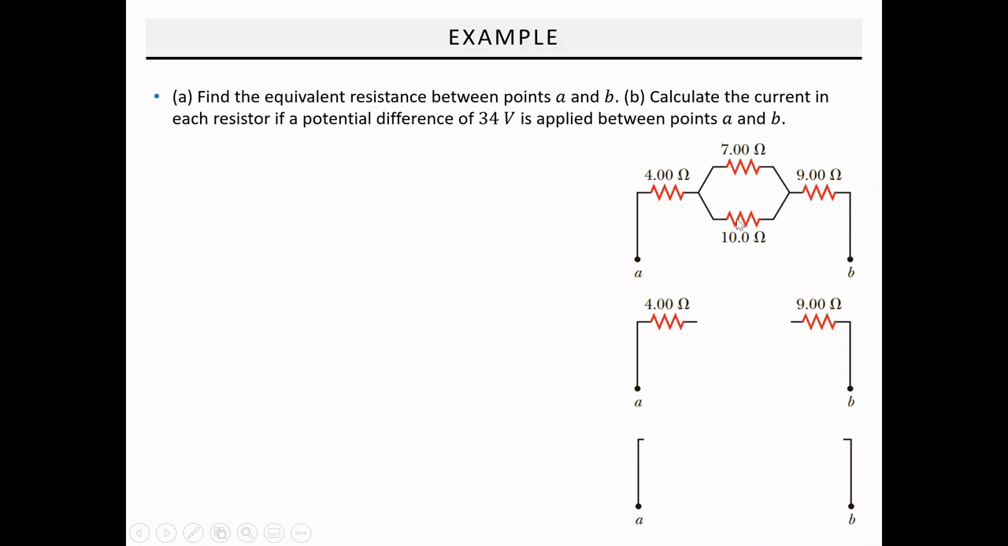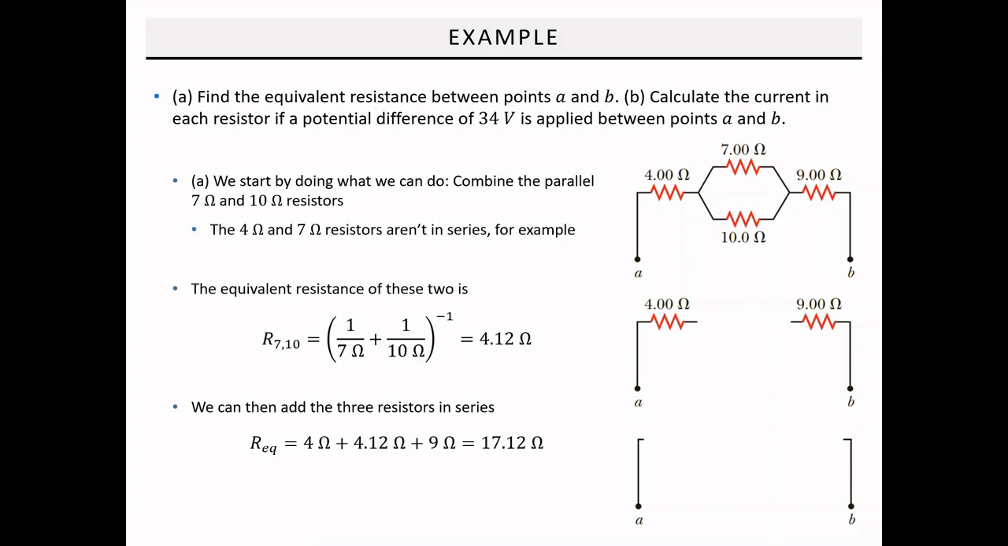The 7 and the 10 ohm resistor, on the other hand, are connected in parallel with each other because the two ends are connected. So the first thing that we will do is combine the 7 and the 10 ohm resistor, labeling that combined resistor as R710, and using the formula from the previous slide, we find that the equivalent resistance of those two resistors is 4.12 ohms. So we've taken this 7 and 10 ohm resistor, and we've effectively combined it into a single resistor that has a resistance of 4.12 ohms.